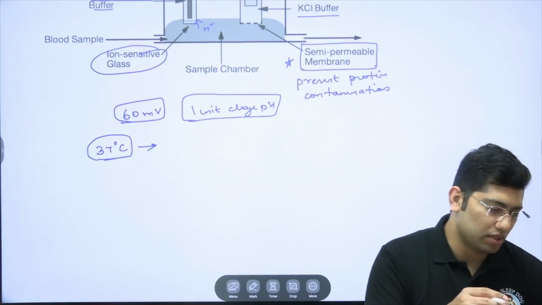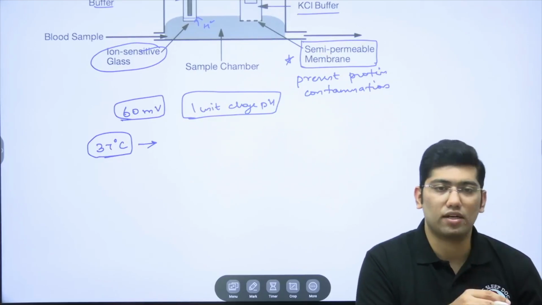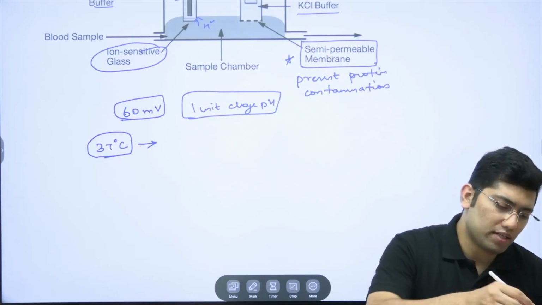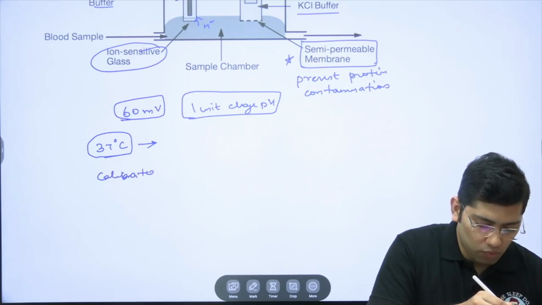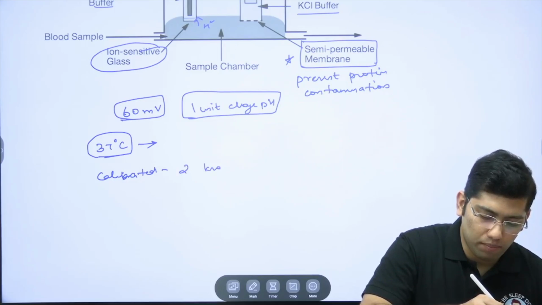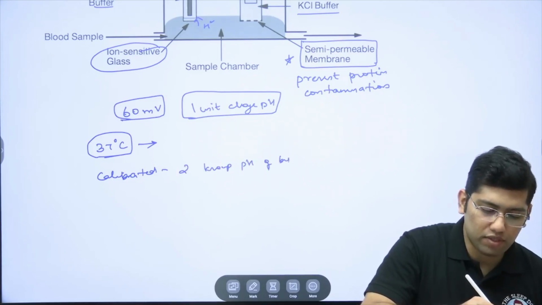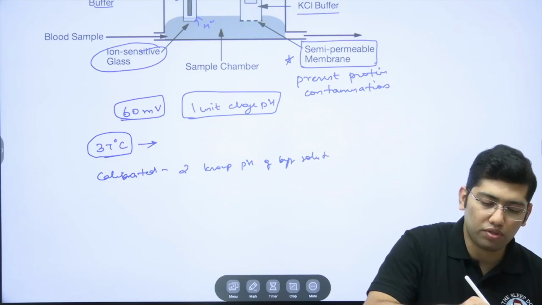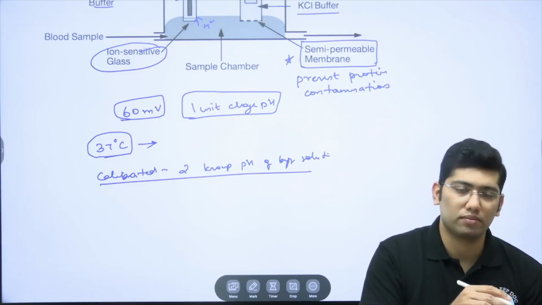Okay. Now, what are the issues that can happen with this electrode? Before that, one more point is this electrode has to be calibrated. With what do we calibrate it? With two known pH buffer solutions. With two solutions of known pH, we calibrate this electrode.